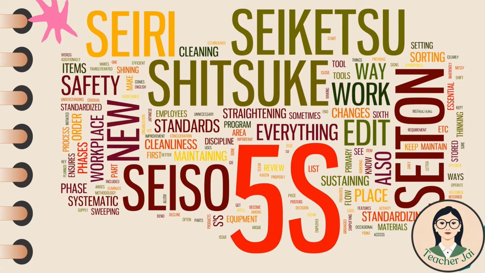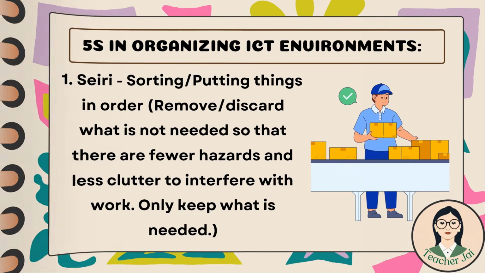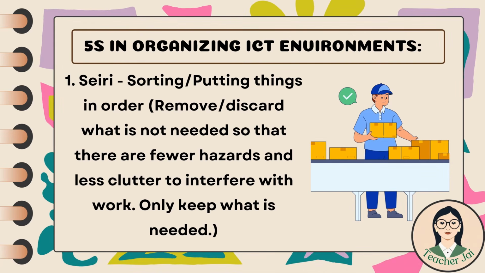The 5S stands for sort, set in order, shine, standardize, and sustain. Seiri or sort: sorting or putting things in order. Remove or discard what is not needed so that there are fewer hazards and less clutter to interfere with work. Only keep what is needed.